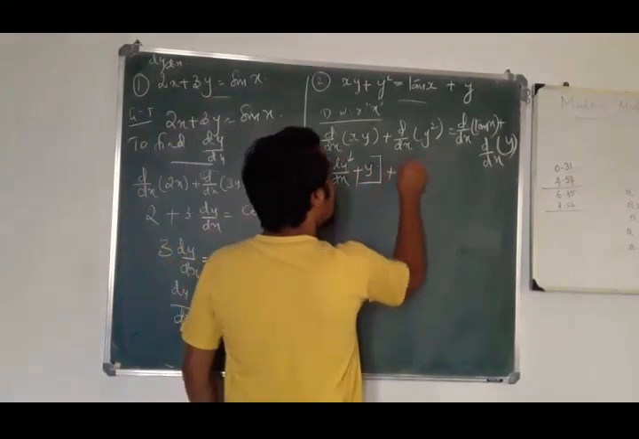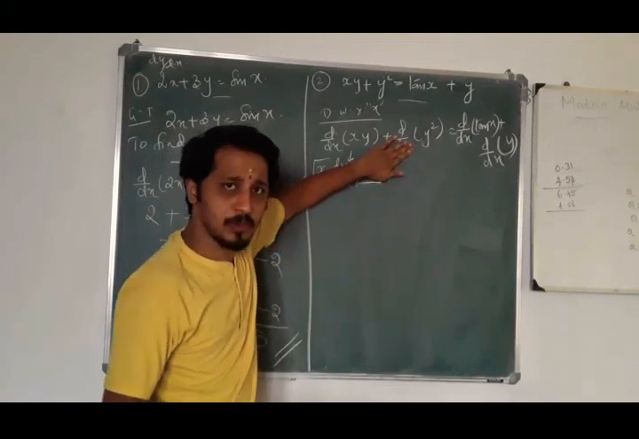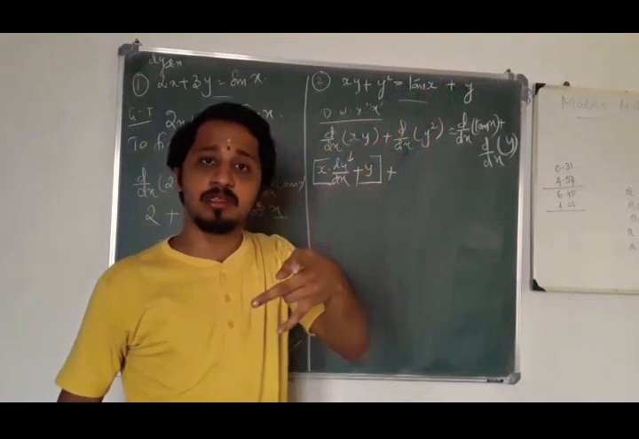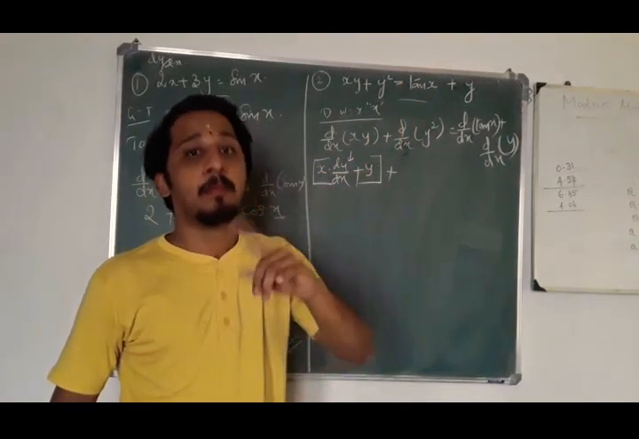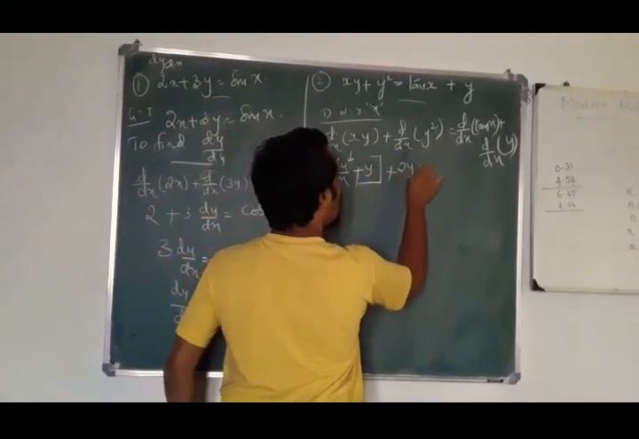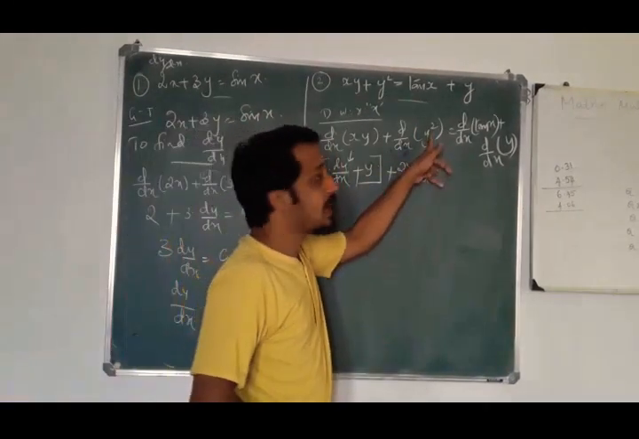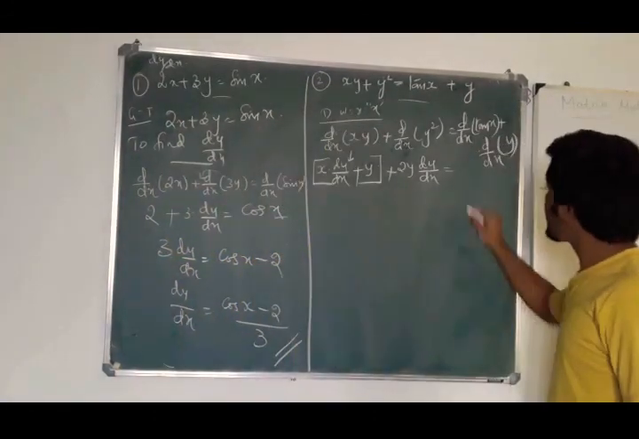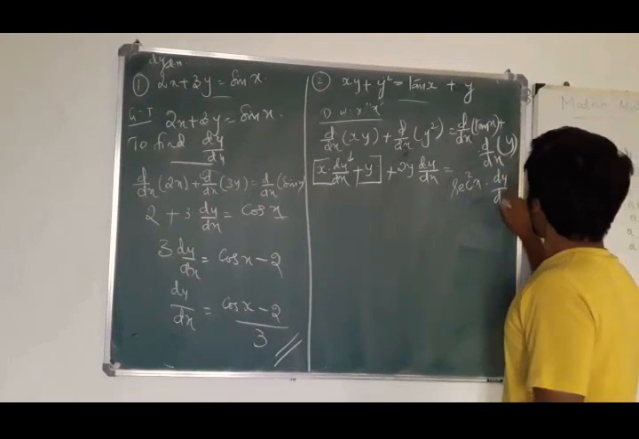Now plus derivative of y square. First of all, forget about this x. For the time being, derivative of y square is what? Derivative of x square is 2x, derivative of m square is 2m, derivative of p square is 2p. Derivative of y square is nothing but 2y into dy by dx. In place of x, I have y, that's why I have differentiated with dy by dx. This is equal to derivative of tan x, which is nothing but secant square x, plus dy by dx.